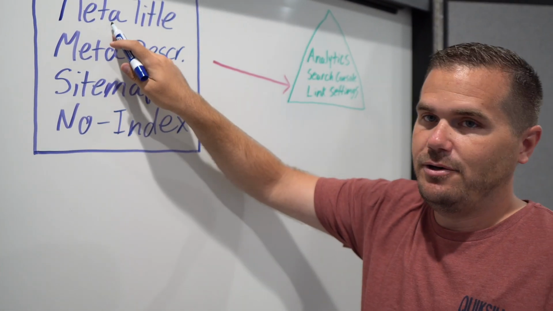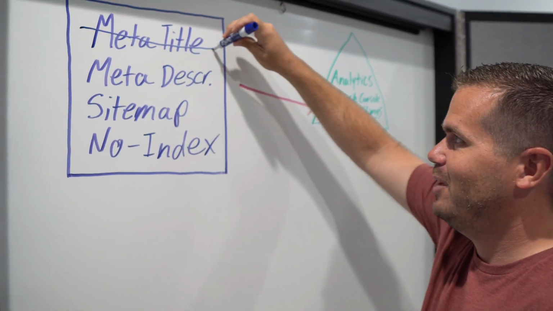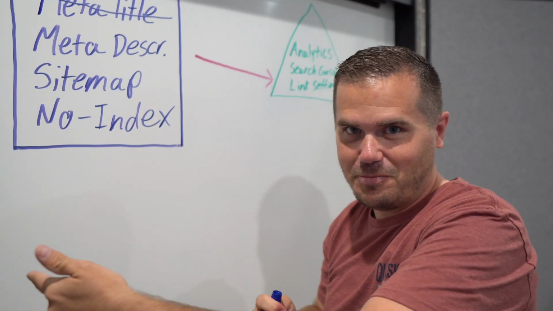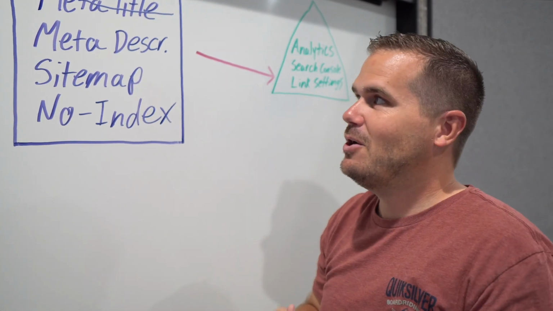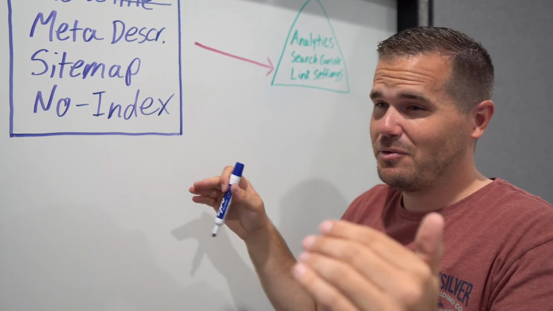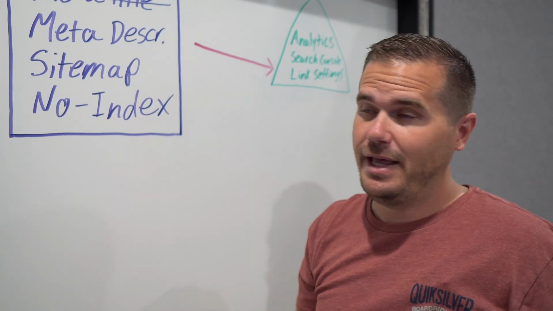Now your meta title. WordPress already has the title to the page done for you. When you write the title up there, it's already creating your meta title. The only time you would need a plugin for this is if you wanted to have it different than what's displaying on the page. I can't think of a time I would ever need that.